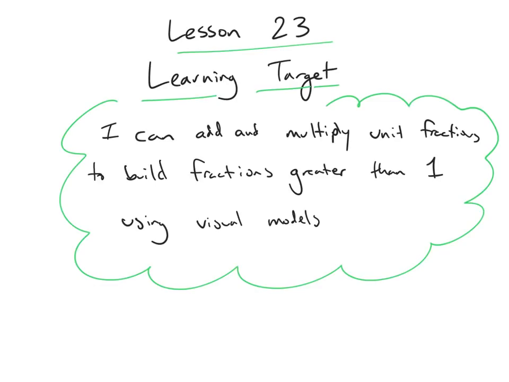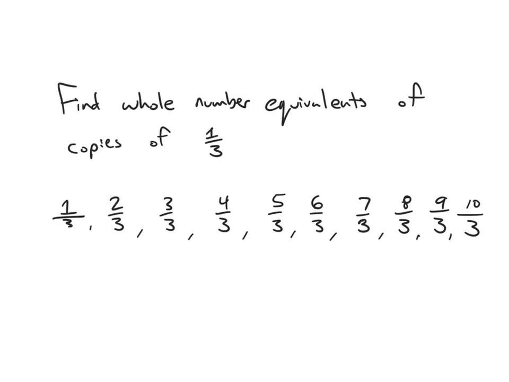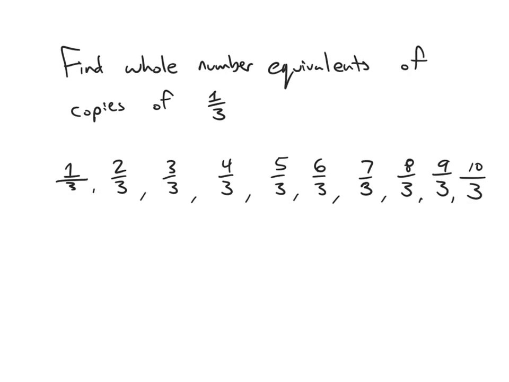So let's take a look at a little bit of what we're doing in the first problem here. In the first problem, I'm going to be finding whole number equivalents of different copies of 1/3. You've seen that I've already set up a list of copies of 1/3. So I have 1 copy of 1/3, 2 copies, 3 copies, and so on, all the way up to 10 copies of 1/3, which is the same as 10/3. And I'm going to be finding the whole number equivalents, and I'm going to be writing the whole numbers below the fraction that represents them.